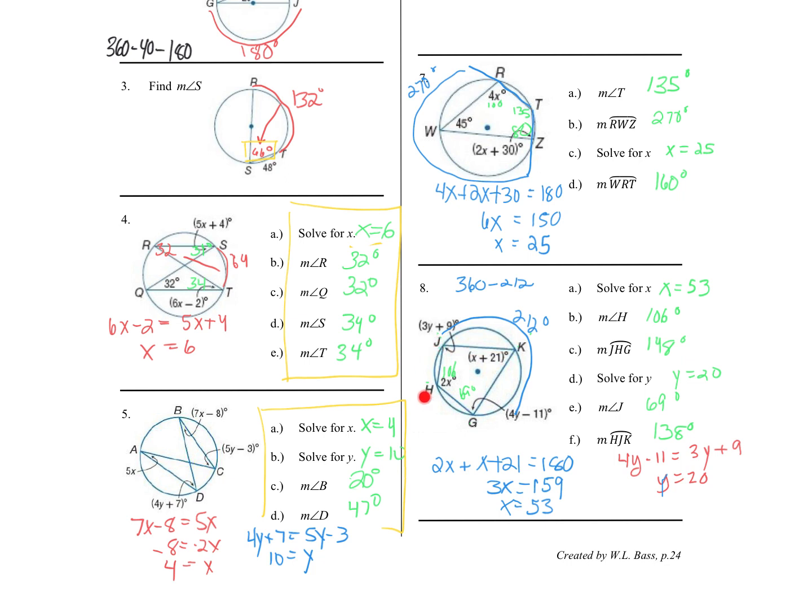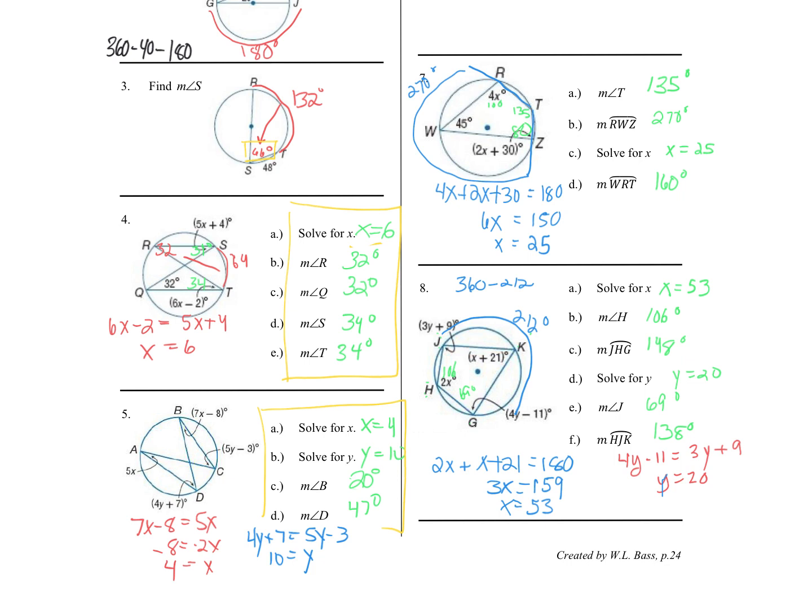JHG. What we can do is, if our x is 53 and this is 53 plus 21 right here, that is going to give us an angle of 74, and then 74 times 2 is going to give us the arc, and that'll be 148, excuse me.